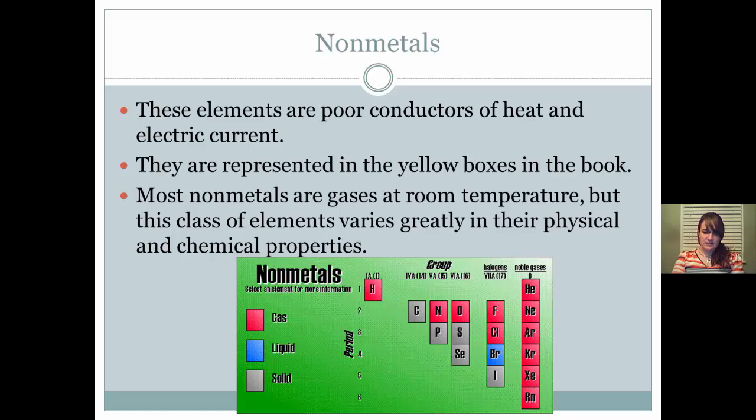Most of them are gases at room temperature, but there are others that are solids, and they have the liquid bromine. If you look down at the bottom here, it shows you the ones that are gases. You can see most of them are red, so most of them are gases. But then there are a few solids and, of course, one liquid.